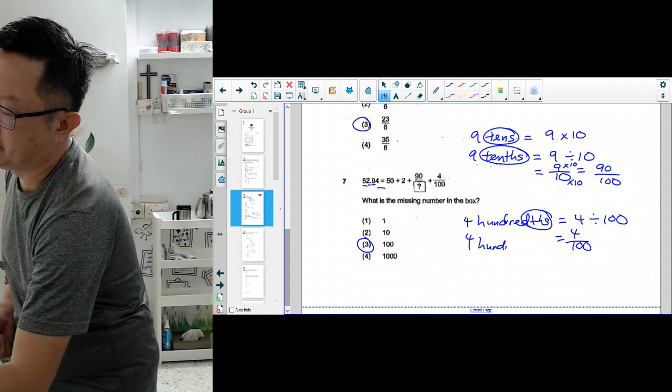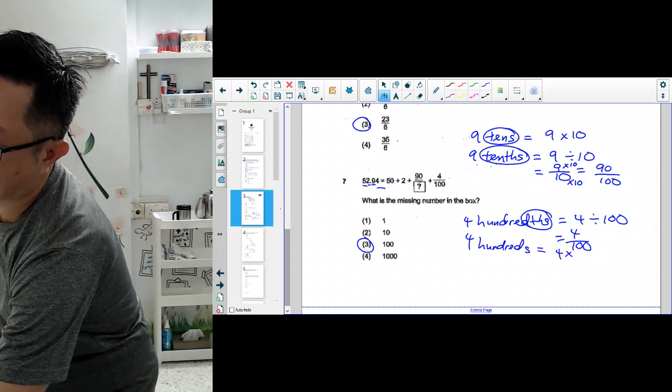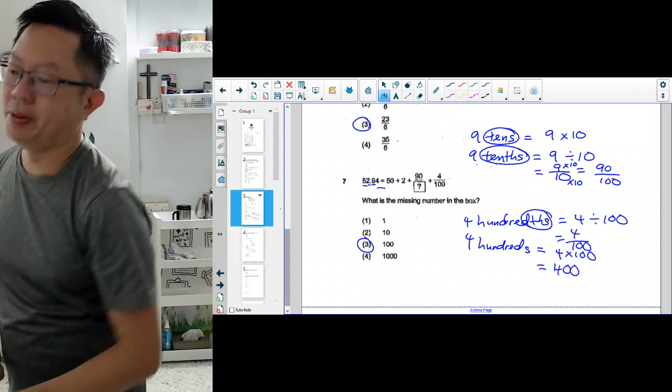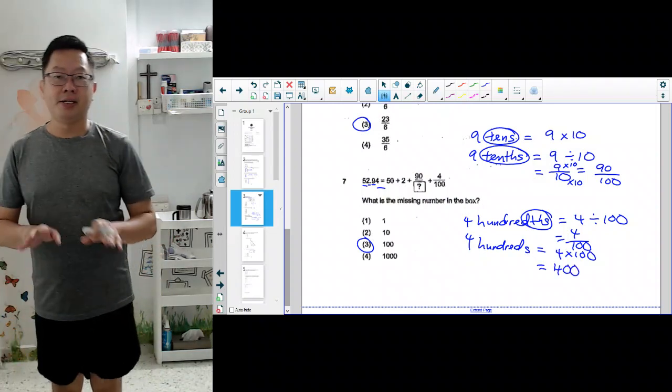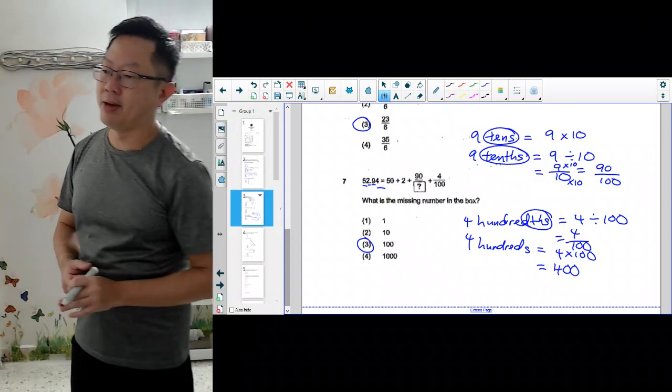Without the TH. So if there's no TH, then what happened? Then it will be times. Okay, times. If there's a TH, then there will be a divide. Okay, that's how you understand the difference. Alright, you don't get yourself confused by these place values.